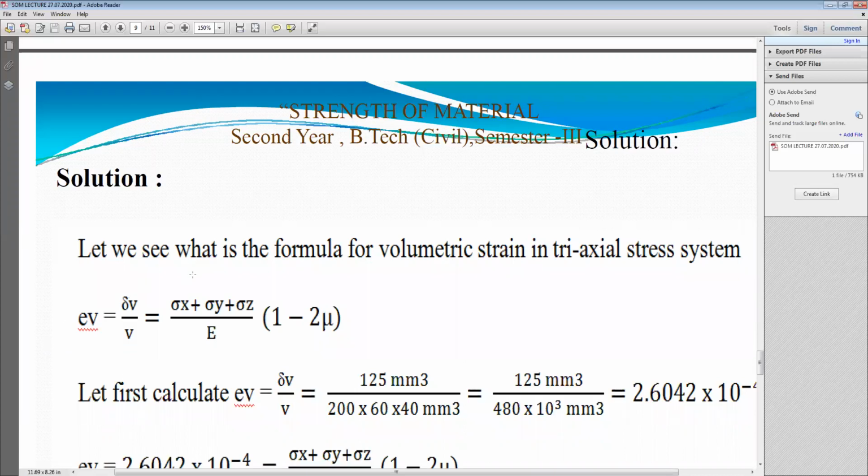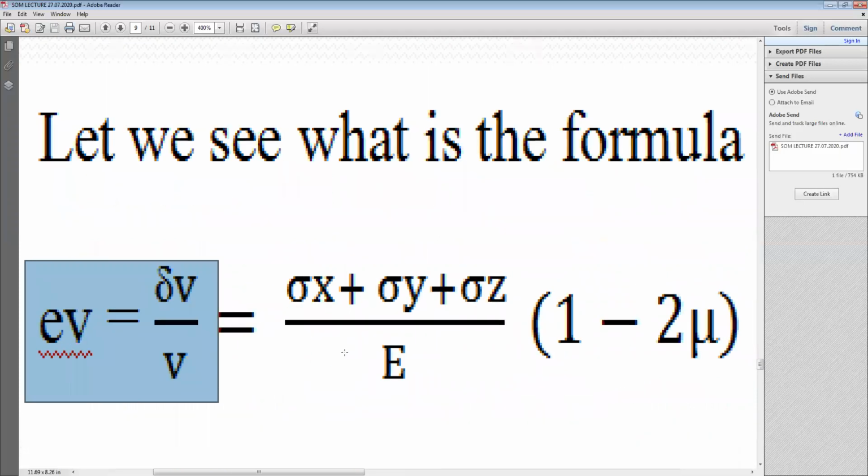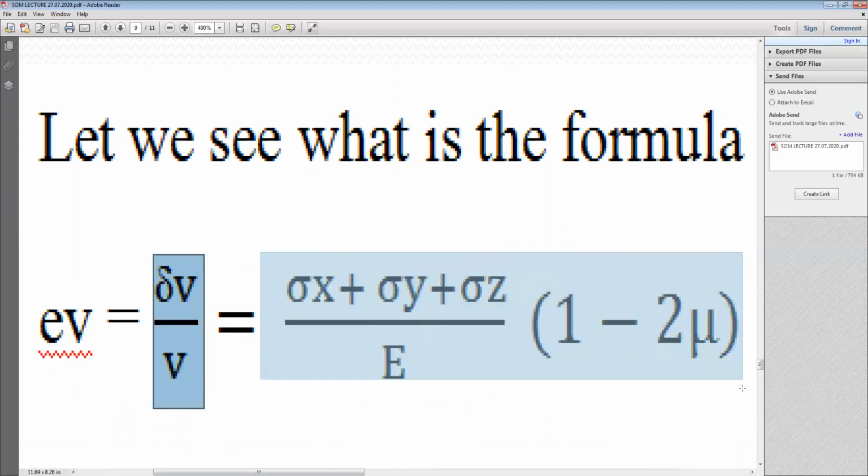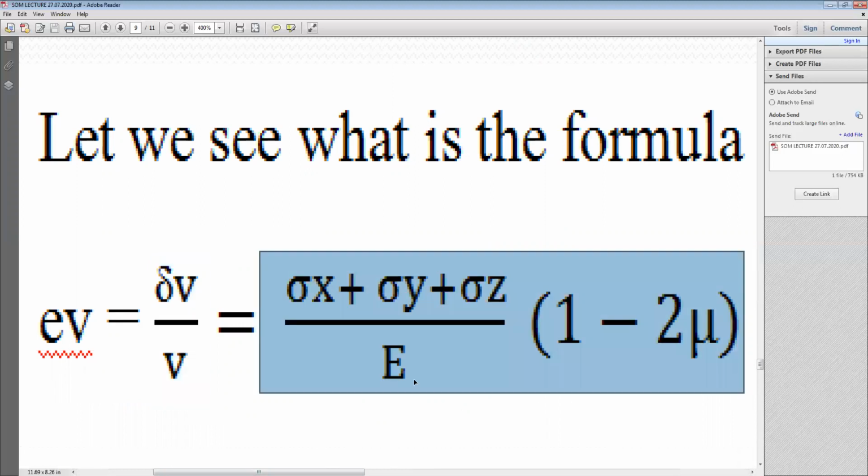Okay, so what is the formula for the volumetric strain in the triaxial system? What is the basic formula? Ev is equal to delta V divided by V. This is the basic formula to calculate the volumetric strain. But with respect to the triaxial force system, we have to consider sigma x, sigma y, and sigma z. So please write down Ev is equal to delta V divided by V. This is the basic formula. Again, equal to sigma x plus sigma y plus sigma z divided by E.